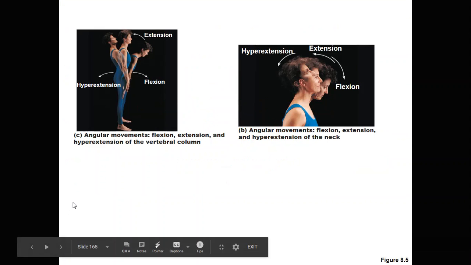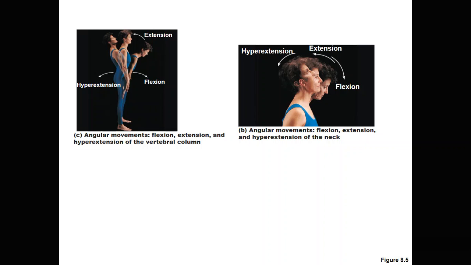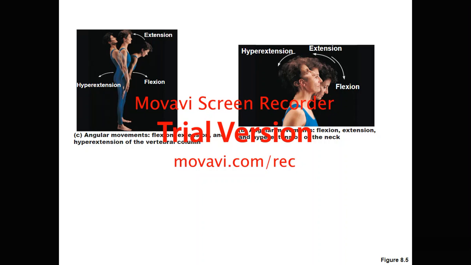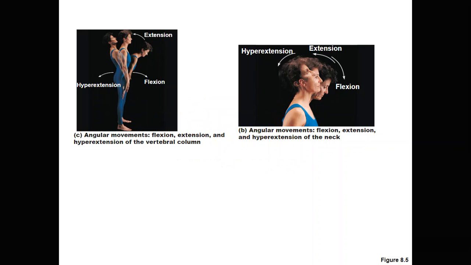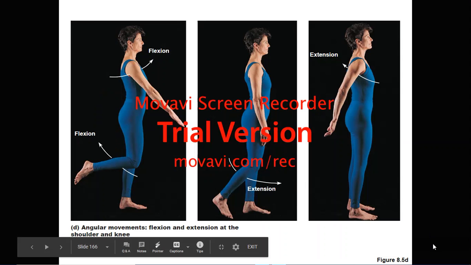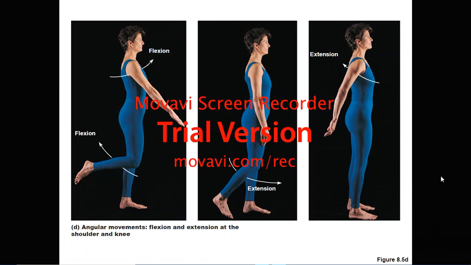Again, flexion: in this case, she's bending downward, decreasing the angle. Extension: she's standing straight up from her flexed position. Hyperextension is going further back, and she's also doing it with her neck, the same thing she was doing with her waist. This figure just has more examples of flexion and extension at the shoulder and knee.